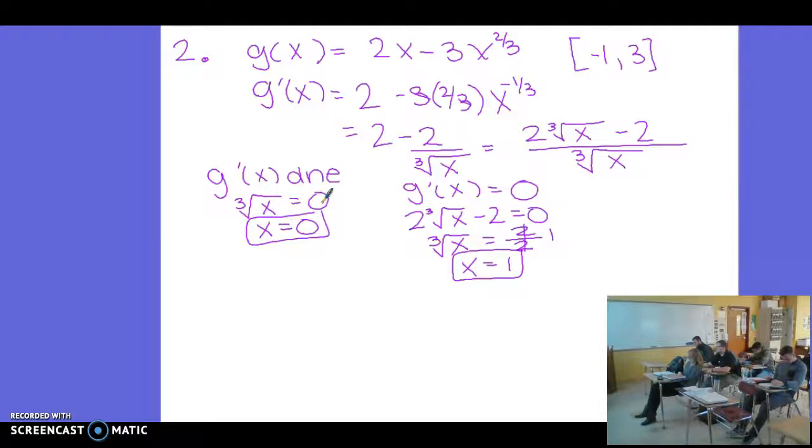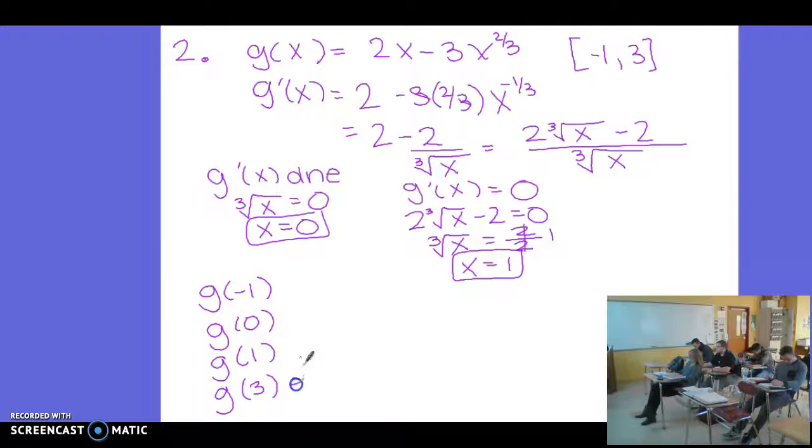So now I have to go back to the original. I'm going back to g and plugging in negative 1, 0, 1, and 3. I plug in the critical points I found, which are guaranteed to be a local min and a local max. What they're not guaranteed to be is the absolutes, because I don't know what's happening to this function. It could be increasing this way, it could be increasing that way.